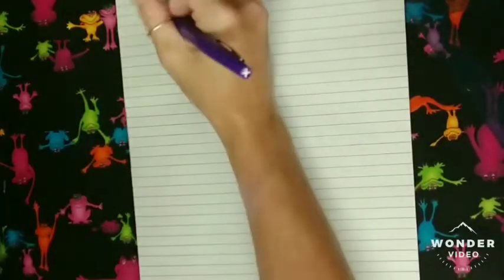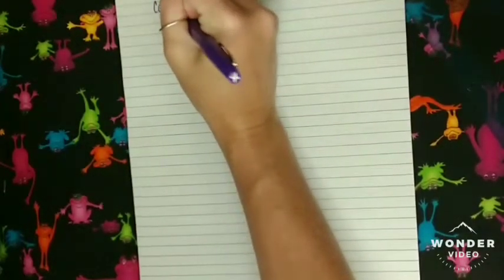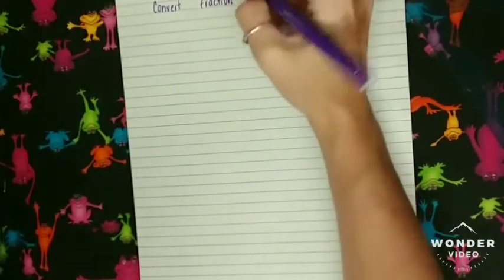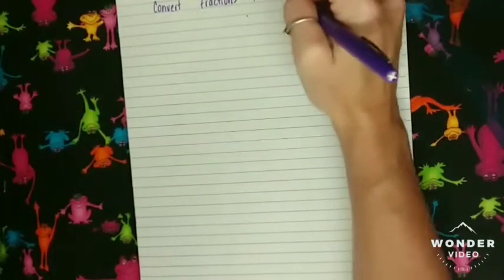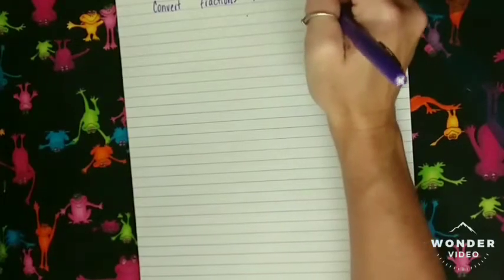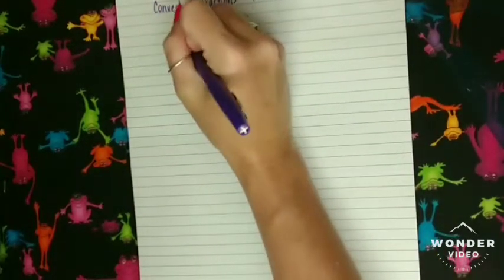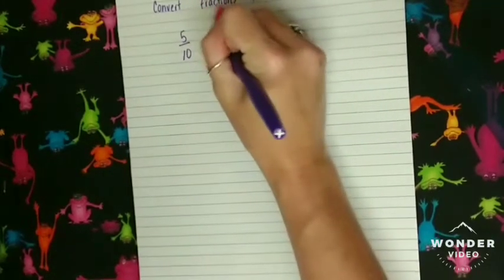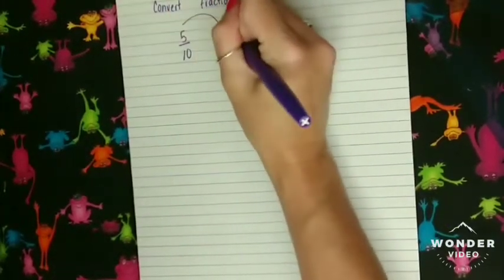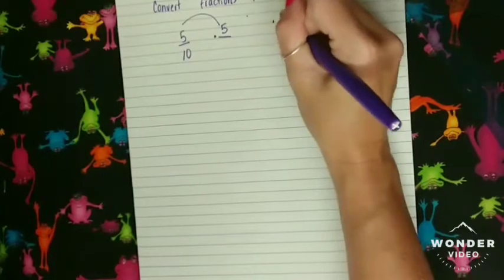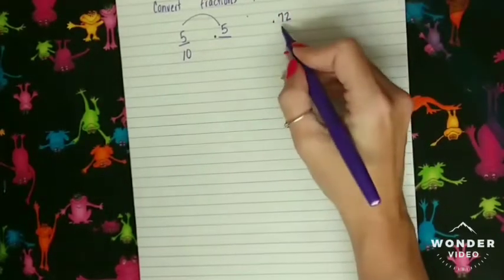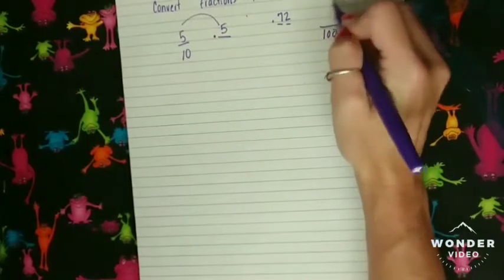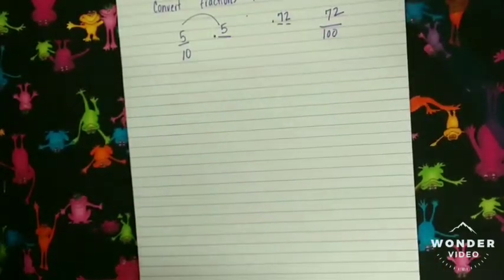They're also going to have to be able to convert fractions to decimals and decimals to fractions. So if I have 5/10, I know that this has 1 zero, so it's one place value after the decimal point, and then I just write my numerator here. Or if I have 0.72, I know that there are 2 place values after the decimal point. That means my denominator has to be 100, and I just write my numerator there.